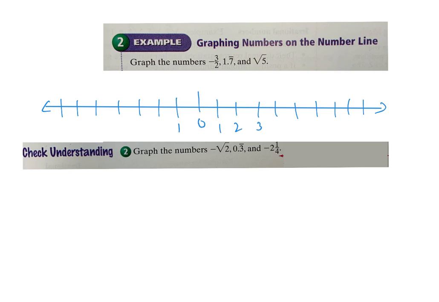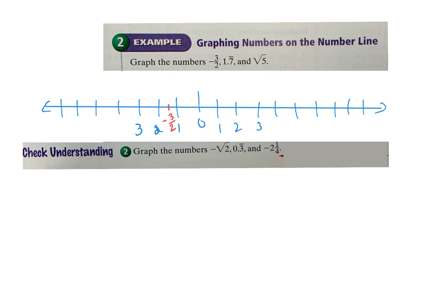And so for this, you're going to say, where would -3/2 fall? If you don't know, make it a mixed number, right? -3/2 as a mixed number is what? -1 and -1/2. So it's going to fall between what two numbers? -1 and -2, right? So -1.5 or -3/2 should be about right here. All right.